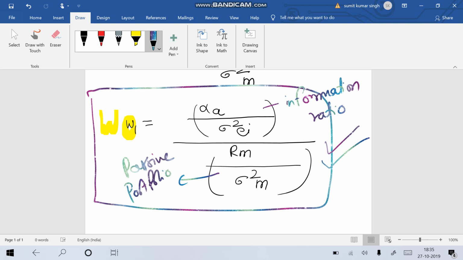I will continue our discussion from here so that we can determine the final position of the active portfolio. Remember this formula. This formula is very important.